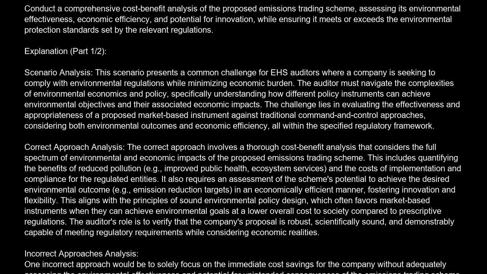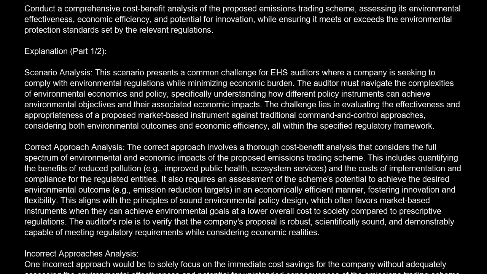The correct answer is A. Conduct a comprehensive cost-benefit analysis of the proposed emissions trading scheme, assessing its environmental effectiveness, economic efficiency, and potential for innovation, while ensuring it meets or exceeds the environmental protection standards set by the relevant regulations.